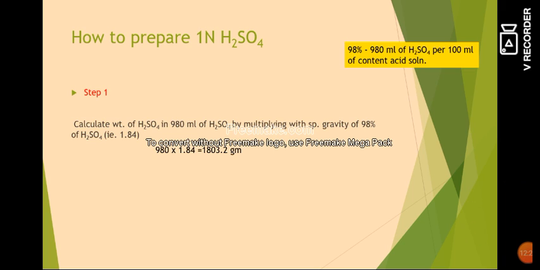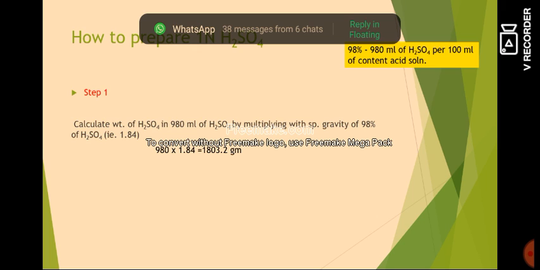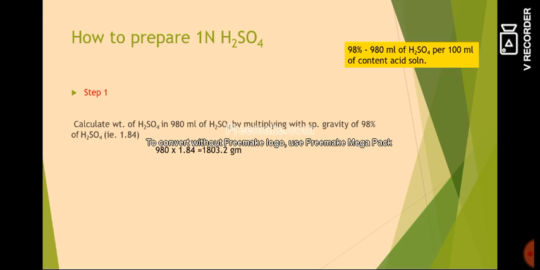First step is to calculate the weight of sulfuric acid in 980 ml of sulfuric acid by multiplying it with its specific gravity. The specific gravity of 98% sulfuric acid is 1.84. 980 multiplied by 1.84 gives 1803.2 grams. It means 980 ml of sulfuric acid in 1 liter of solution is equal to 1803.2 grams.